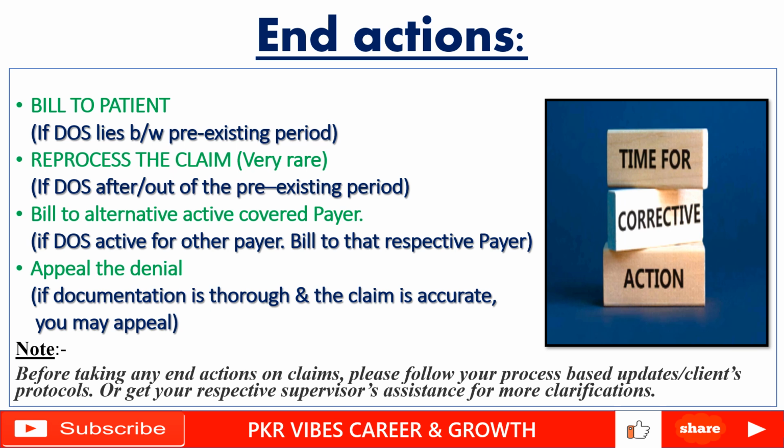So here the final action on a claim: if the denial is incorrect, then we can go for appeal with the correct documentation. That is the CO 51 denial action. In that way, we should take appropriate actions based on the medical condition and the medical scenario. So this is the CO 51 scenario on this claim.